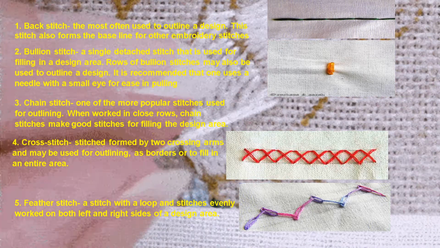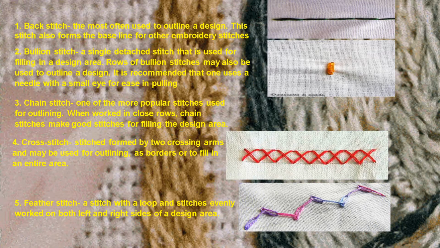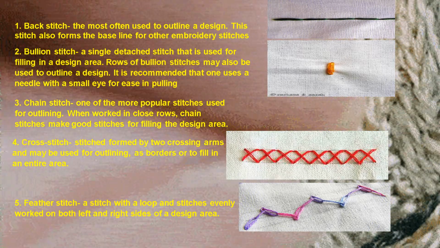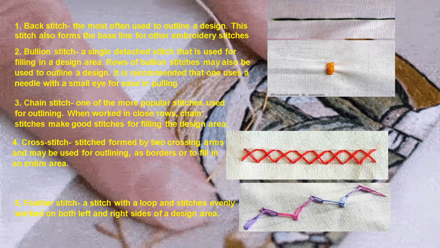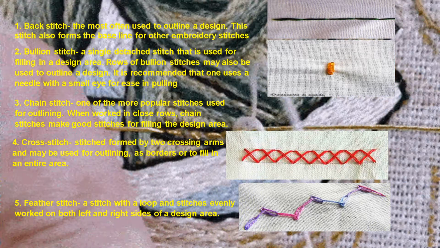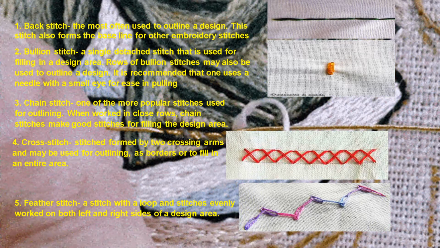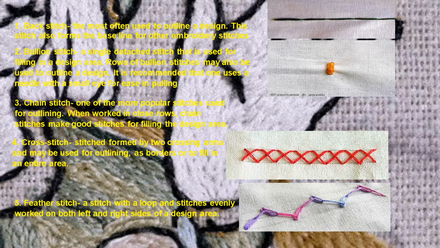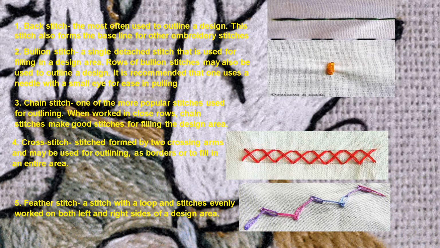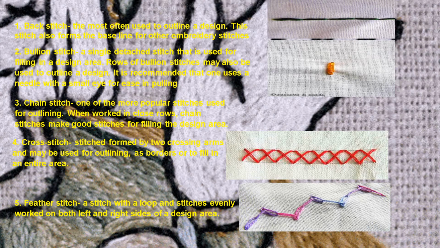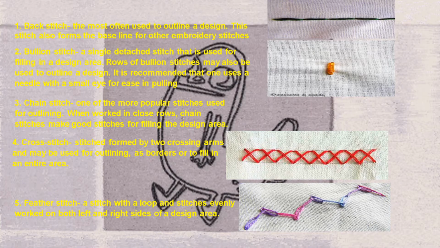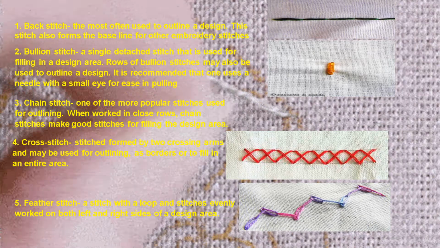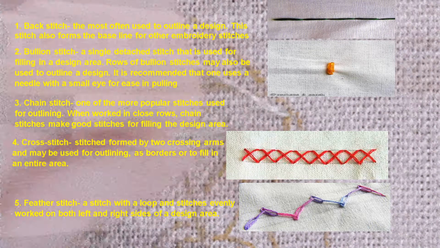Number 3. Chain stitch, one of the more popular stitches used for outlining. When worked in close rows, chain stitches make good stitches for filling the design area. Number 4. Cross stitch. Stitch formed by two crossing arms and may be used for outlining as borders or to fill in an entire area.